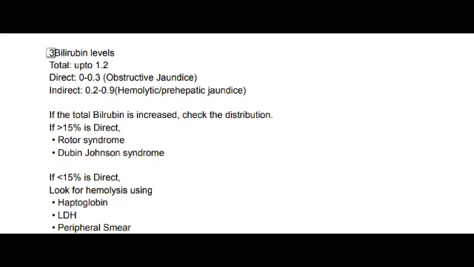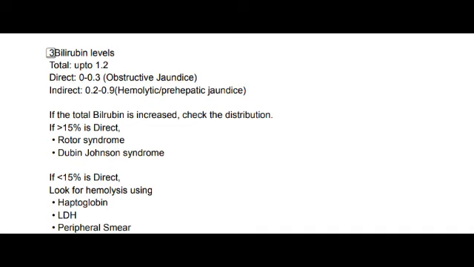Once you are done with this, the third thing that you have to do is look at the bilirubin levels. Normally they are up to around 1.2, and amongst this the direct bilirubin is 0 to 0.3 and indirect bilirubin levels are 0.2 to 0.9. So an increase in direct bilirubin levels, which is the conjugated bilirubin, would suggest an obstructive jaundice, whereas an increase in indirect bilirubin will suggest a hemolytic or prehepatic jaundice.